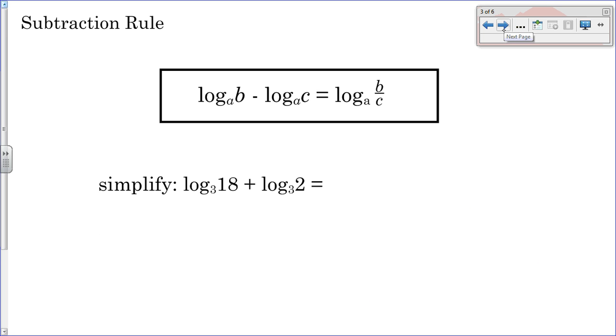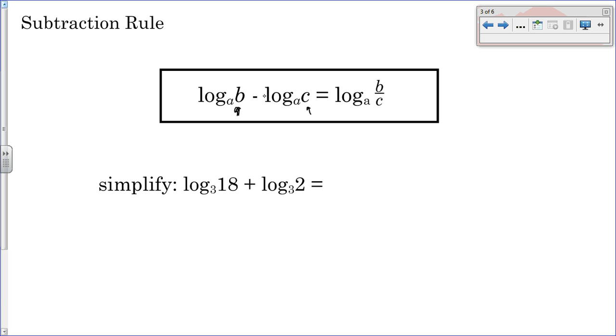Second rule I want to look at is the subtraction rule. So log base A of B minus the log base A of C equals the log base A of B over C. When you subtract logs, you combine them into division, and it's always the first one over the last one. That's why this is B over C.